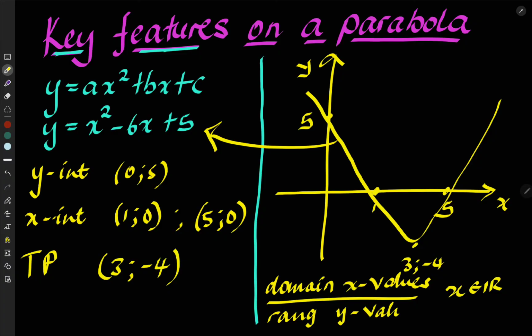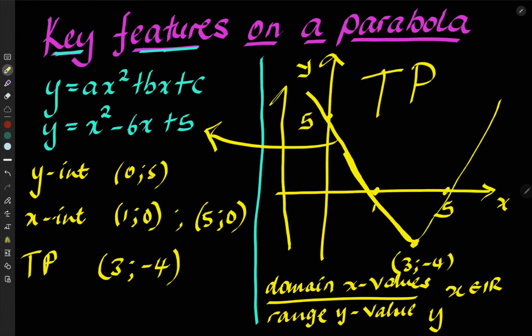Then if they ask for the range, remember, those are your y values. So how do you determine the range? You always check your turning point. Remember your TP for the range. Your turning point here is 3 and negative 4. So the y value for the turning point is negative 4. Because your graph is going up, you can see all the values of y are increasing from negative 4. Then you can say y is greater than or equal to negative 4, because negative 4 is part of the graph.